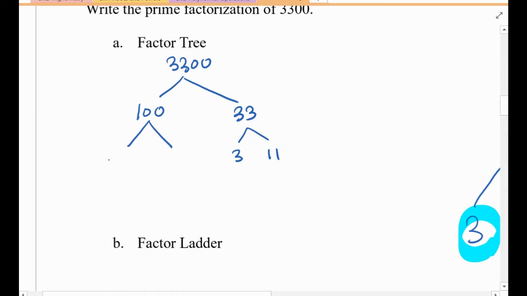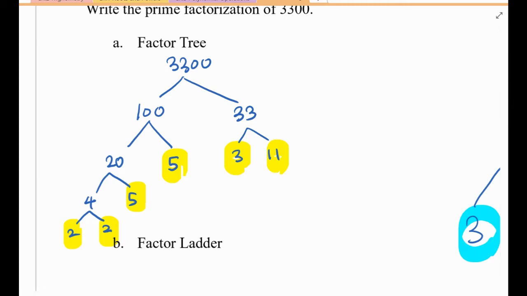So here I can do 20 and 5. And 20 becomes 4 and 5. And 4 becomes 2 and 2. And we're going to circle all the prime factors. So if you look at this tree, how many 2's do you have?